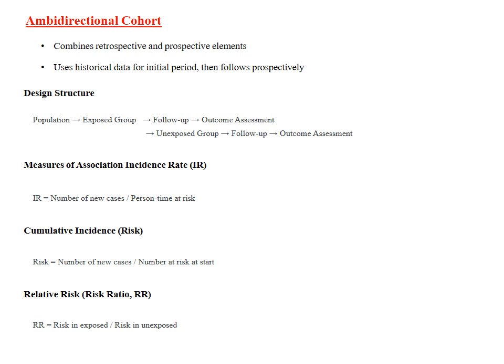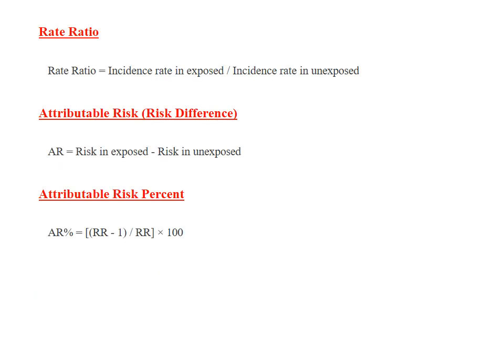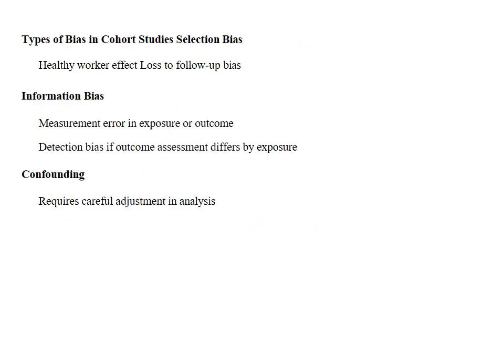These are the measures that we have to calculate when we do studies. And the rate ratio equals incidence rate in exposed divided by incidence rate in unexposed. Attributable risk difference, AR equals risk in exposed minus risk in unexposed. Attributable risk percent, we can also calculate the risk percent.